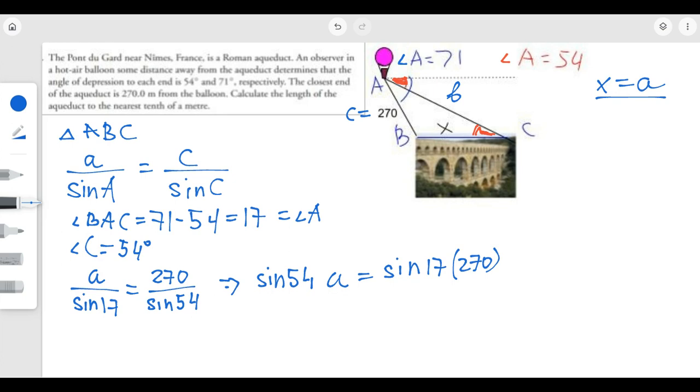You remember we don't input sine into the calculator until the very last step to get the accurate answer. So finally we isolate a by dividing both sides of the equation by sine 54. So we get sine 17 degrees times 270 over sine 54. If you input all of this in the calculator, you'll get 97.6. So the answer is that the length of the aqueduct is 97.6 meters.